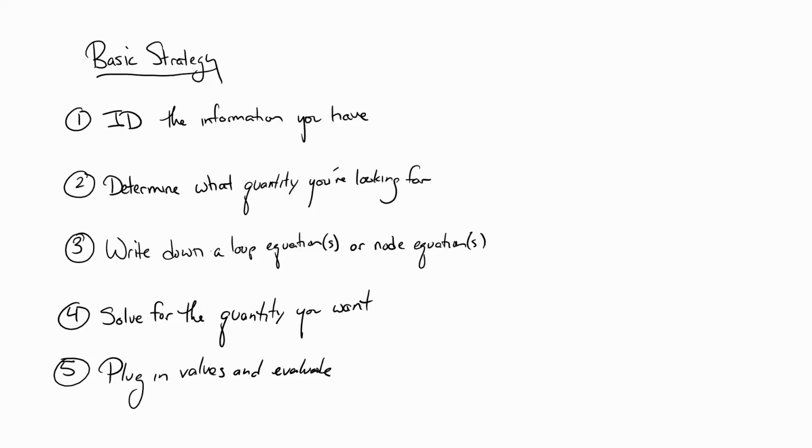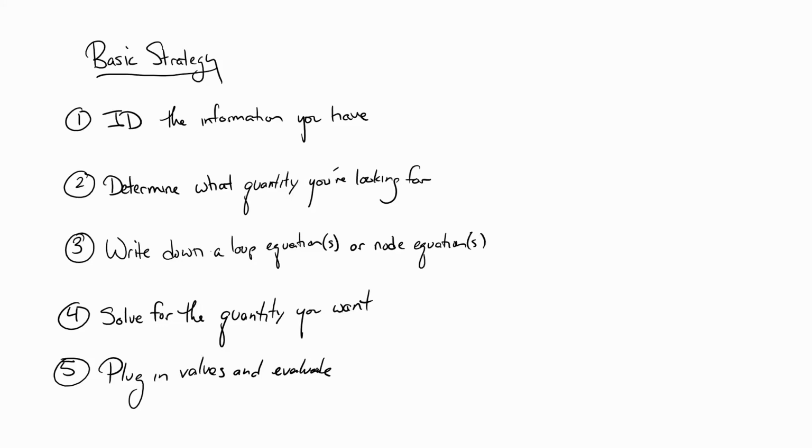So first step, we want to ID the information you have. Second step, we want to determine what quantity you're looking for. These are pretty much going to be the first two steps of every physics problem ever. Third step, this is now circuit specific. We want to write down a loop equation or equations or node equation or equations. Depending on how big and messy your circuit gets, we may get more loops and more nodes. For this, we have one loop, no nodes, so there's only one equation we can write down.